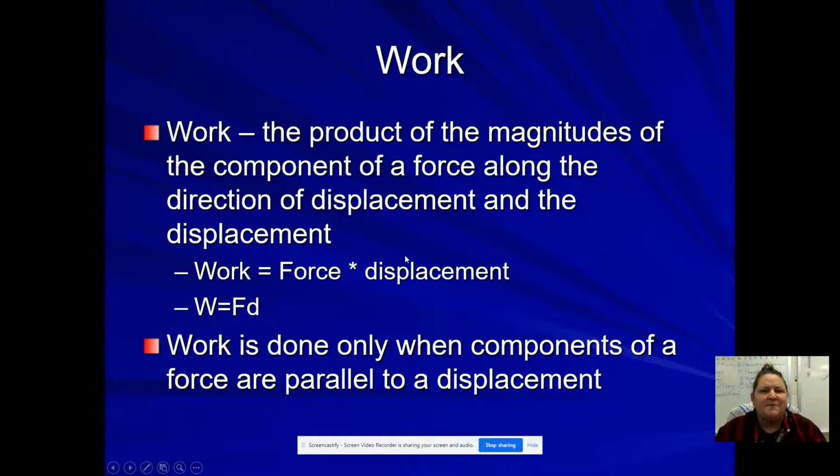So you do work on an object, you apply a force, okay? You apply a force and it moves. So work is the force times the displacement. Sounds easy, the definition sounded complicated. It's not. So look at the formula. This should tell you work is only done when the components of a force are parallel to displacement. So you apply a force, and the motion is parallel to the force. Okay, that's what it tells you.